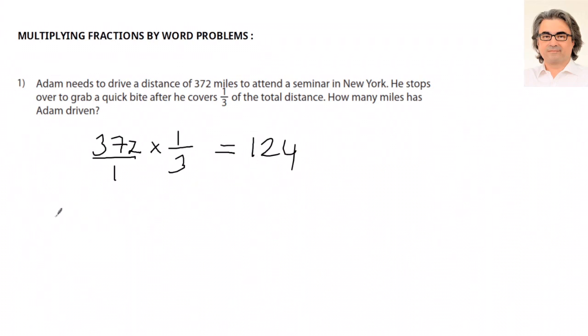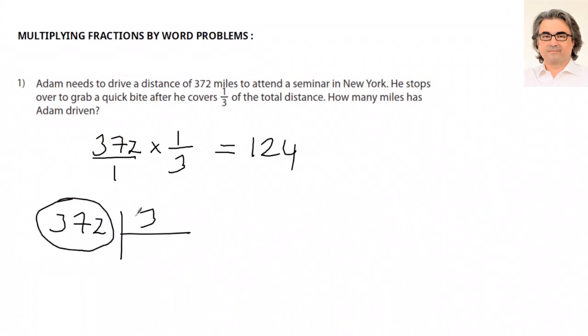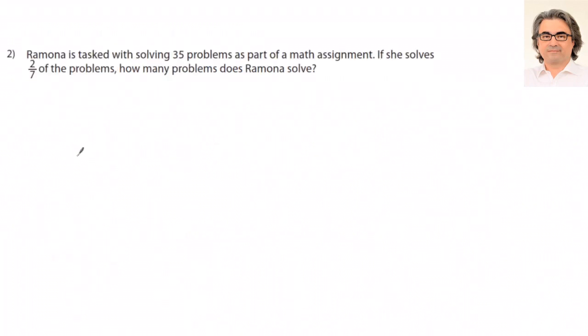But if it's hard for you, please divide like this in another place. Okay? Make this operation. This number is divisible by 3. You will see at the final. Okay, you know this division method. How many miles has Adam driven? As you see, 124 miles. Now let's continue with the next one.